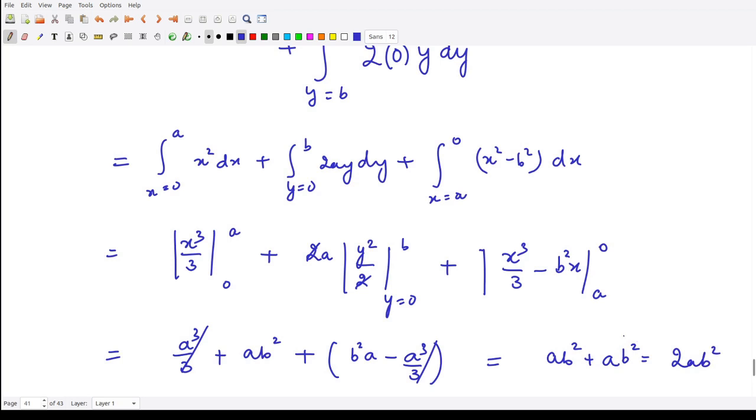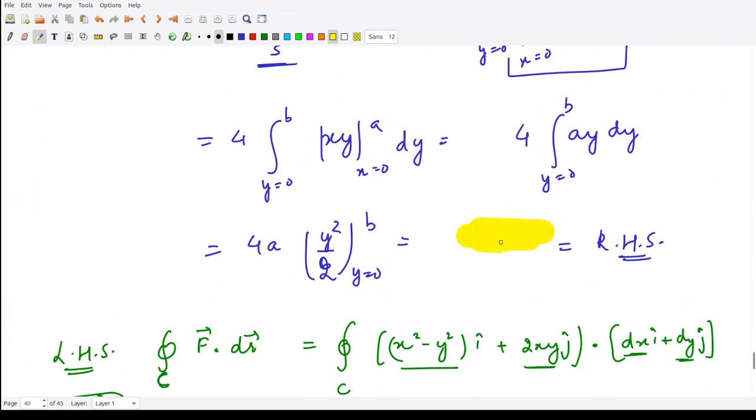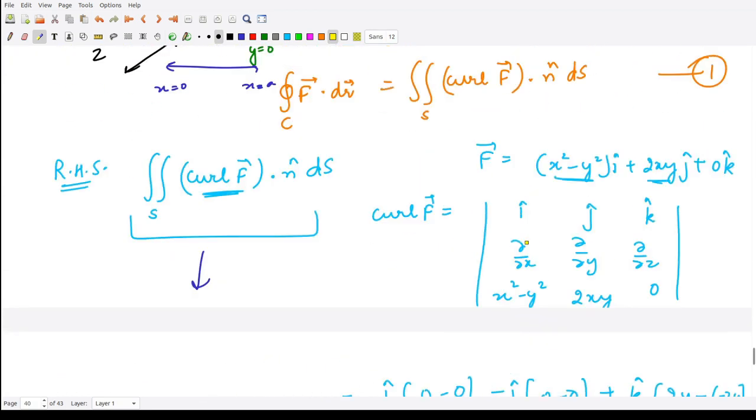So this is your left hand side here, right? This is the value of the line integral. So let's have a look at what we obtain for the right hand side. For the right hand side, we obtain the value as 2ab square. So that is what we wanted to prove here.